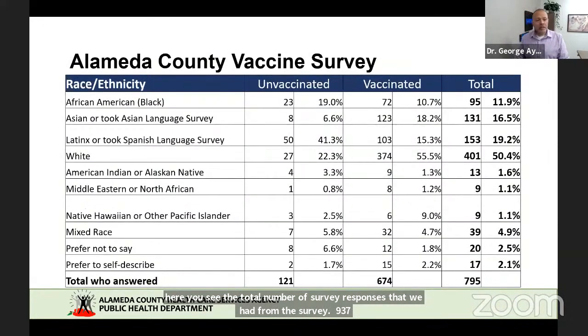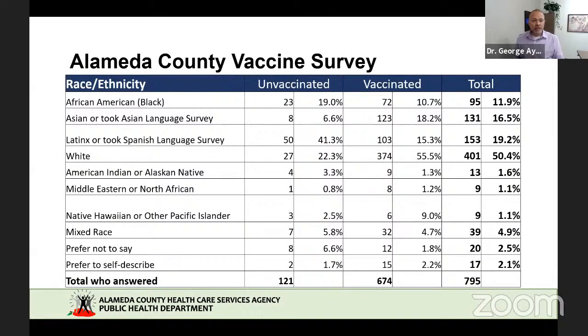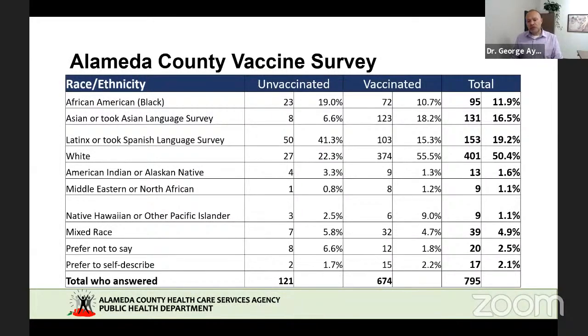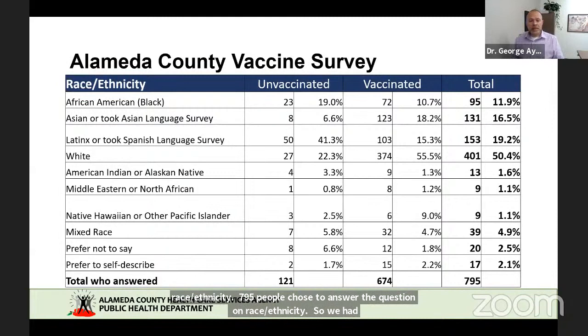Here you see the breakdown by race ethnicity. 795 people chose to answer the question on race ethnicity, so we had some drop off there. Close to 50%, a little bit more than 50% of folks were people of color. And mind you, people could check off more than one response, which is why the percentages don't really add to 100%.